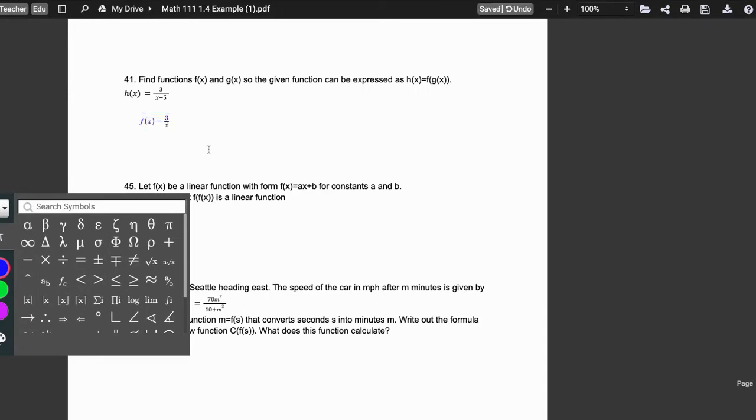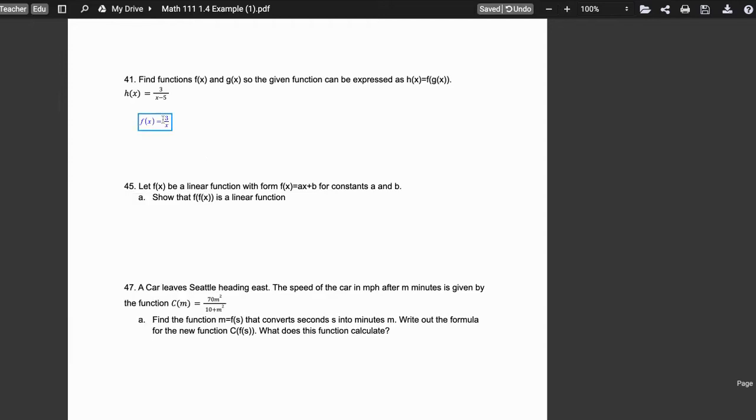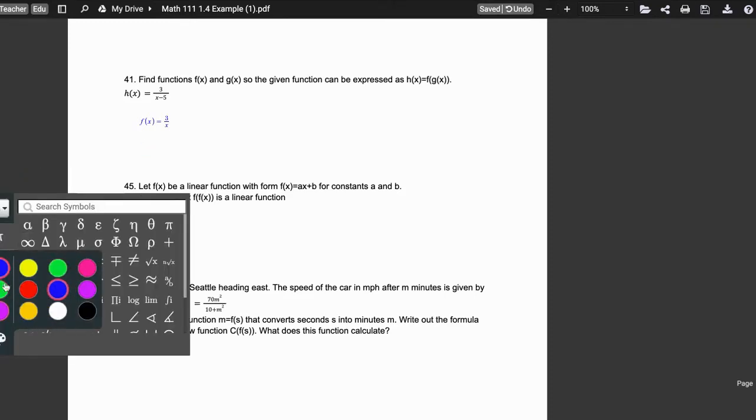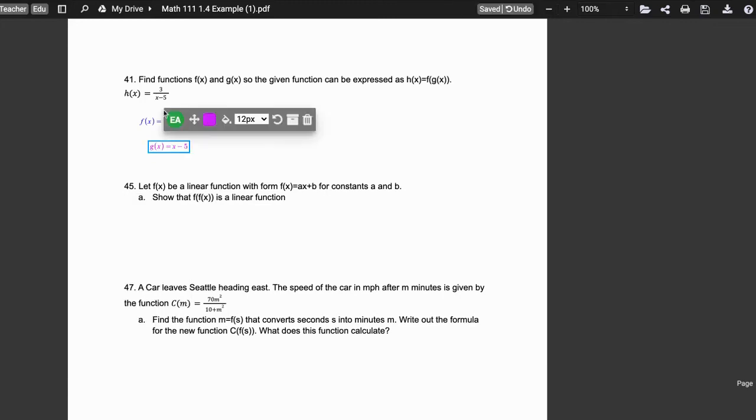And the reason why I say this is because if f of x is 3 over x, and then let's say g of x, and I'll put g of x in a different color, g of x is x minus 5, then it makes sense that f of g of x would be 3 over x minus 5, because remember, when I do that composition, I'm just replacing the x in the outside function with the inside function, which in this case would happen.